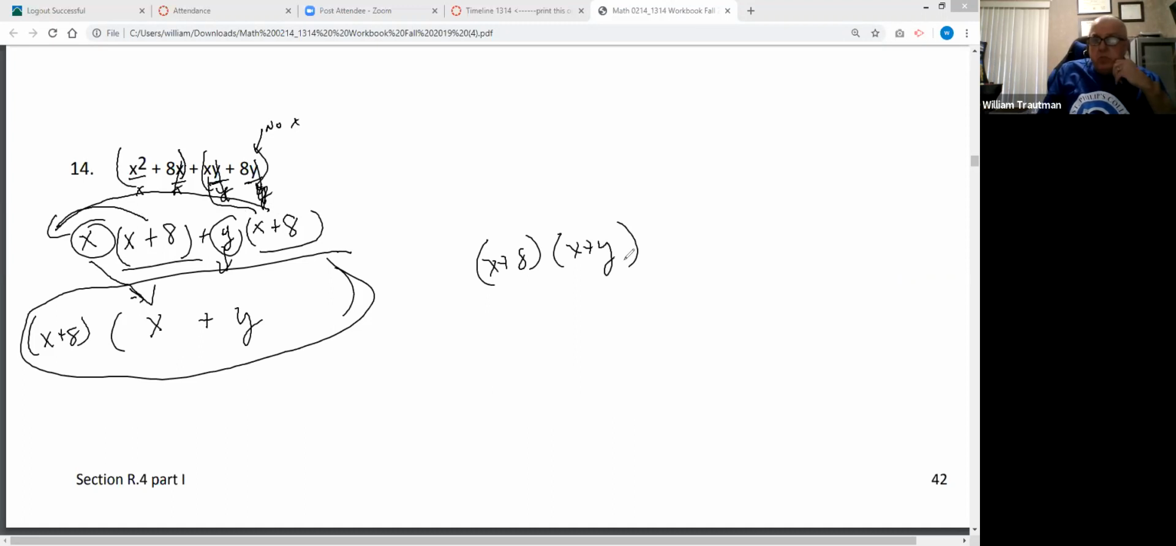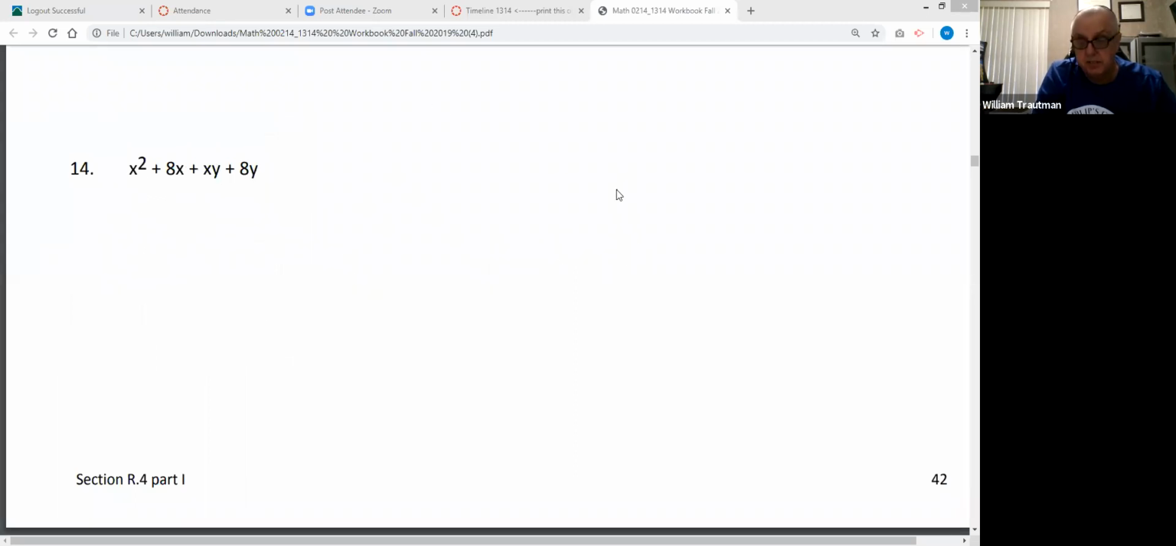Factoring using the 4-term method, also known as factor by grouping. Just 3 simple steps. And they're not simple until you practice them a couple of times. They're really not simple until you practice them. Okay.